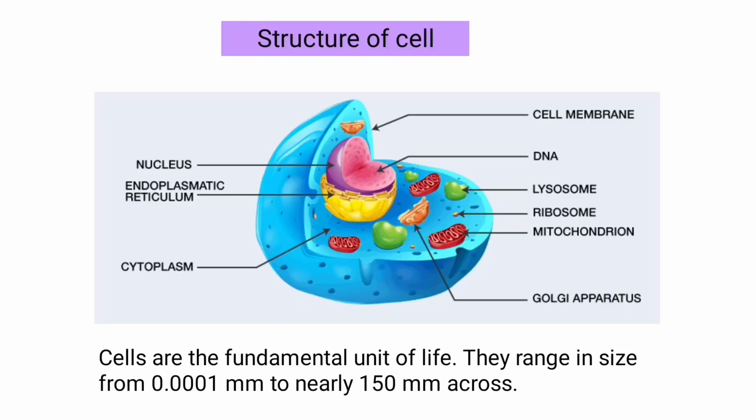This is the structure of a cell. The cell is composed of a nucleus and cell membrane. The cell membrane is the outermost layer. There is a nucleus. Inside the nucleus, genetic material DNA is present. Lysosome, ribosome, mitochondria, Golgi apparatus, cytoplasm, endoplasmic reticulum. All are composed of cells. Cells are the fundamental unit of life. They range in size from 0.0001 mm to nearly 150 mm across.